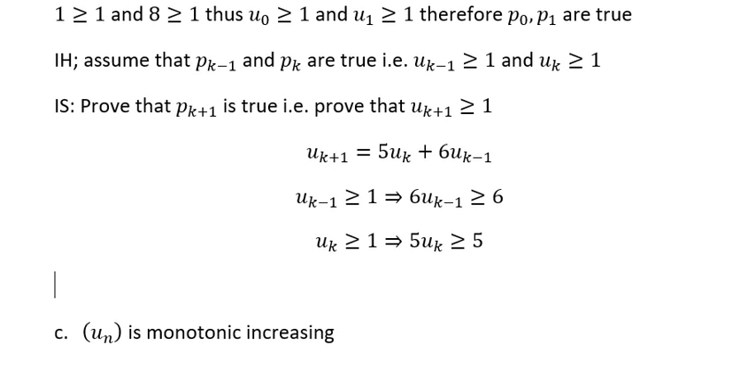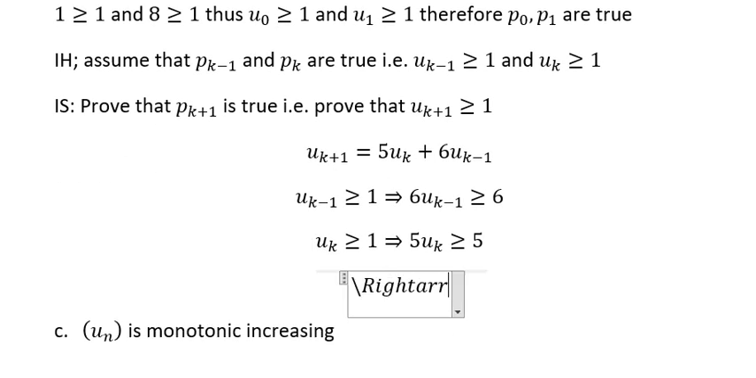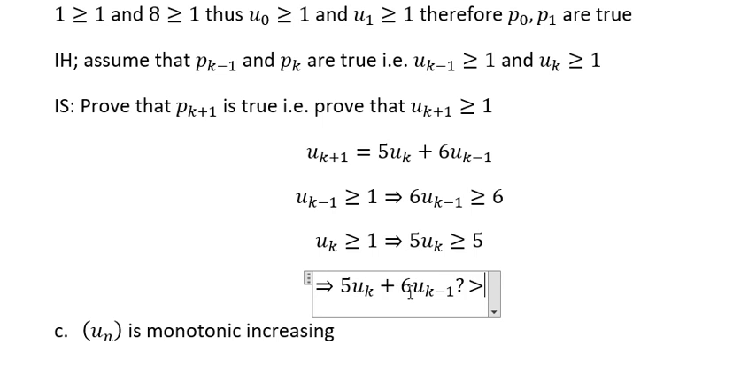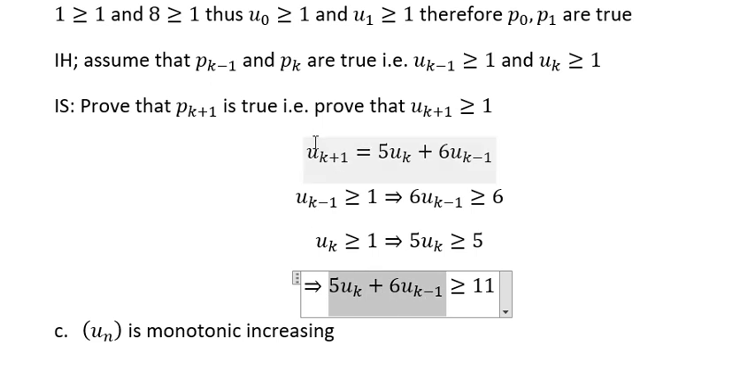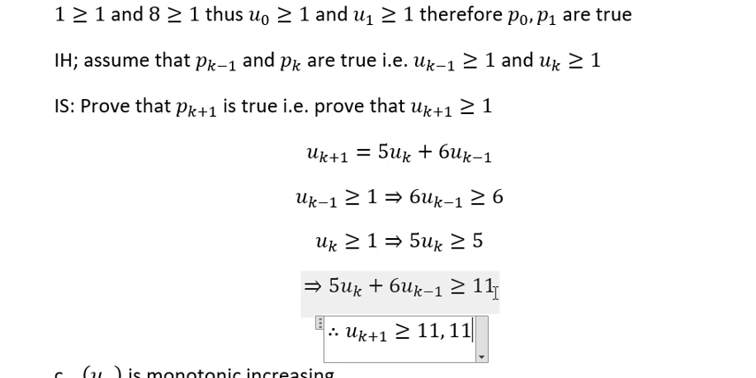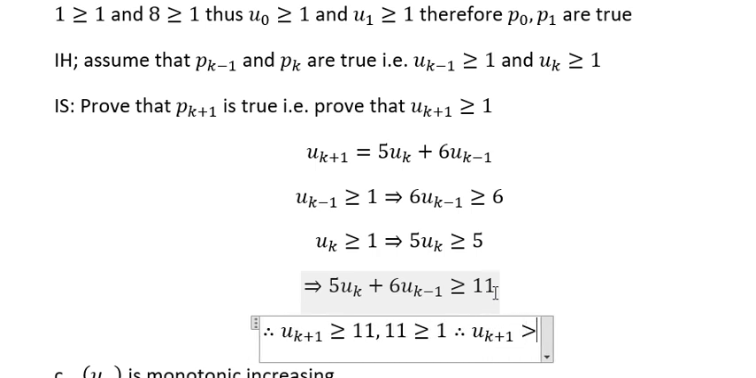I will add the two inequalities, because they are in positive intervals. If I add the left hand sides, I just have the sum of these, and if I add the right hand sides, I just get 11. But the sum of the left hand sides is just u_{k+1}. So at the end of the day, we have that u_{k+1} is greater or equal to 11. But since 11 is greater or equal to 1, it therefore means that u_{k+1} will be greater or equal to 1.